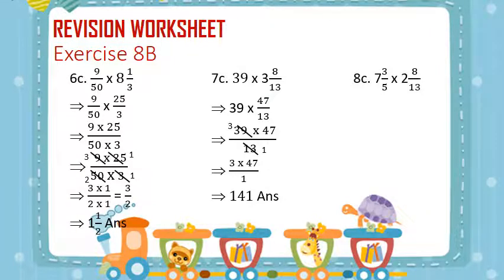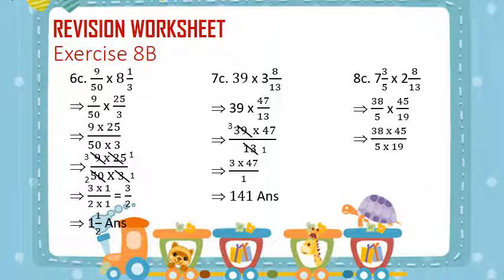Now let's come to C part of question number 8. Here what we have to do? We have to multiply two mixed fractions. 7 3 upon 5 multiplied by 2 8 upon 13. So first of all we will change these two mixed fractions to improper fractions. So 7 3 upon 5 is equal to 38 upon 5 and 2 8 upon 13 is equal to 34 upon 13. So now 38 upon 5 multiplied by 45 upon 19.